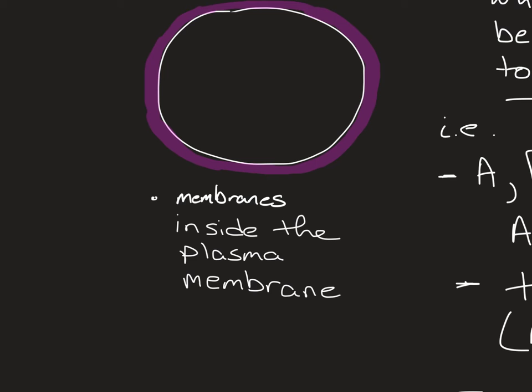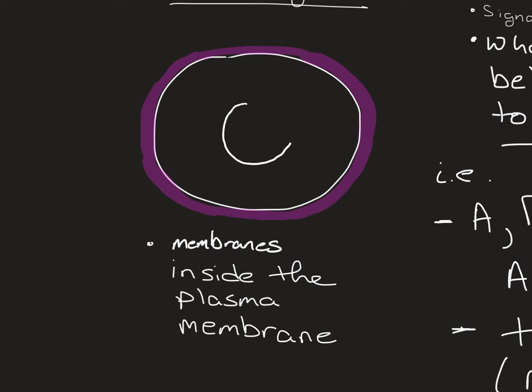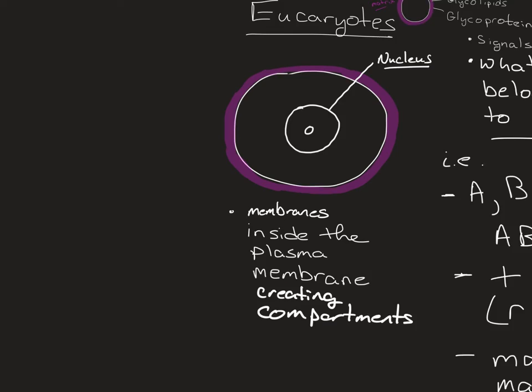All right, so membranes on the inside of the plasma membrane. What's key is that this eukaryote has many rooms. One of the rooms that makes it very distinctive is this thing. And what do you think that is? That's right. That's called the nucleus. It is made of a membrane, creating compartments. Inside this compartment, inside the nucleus, you have DNA.